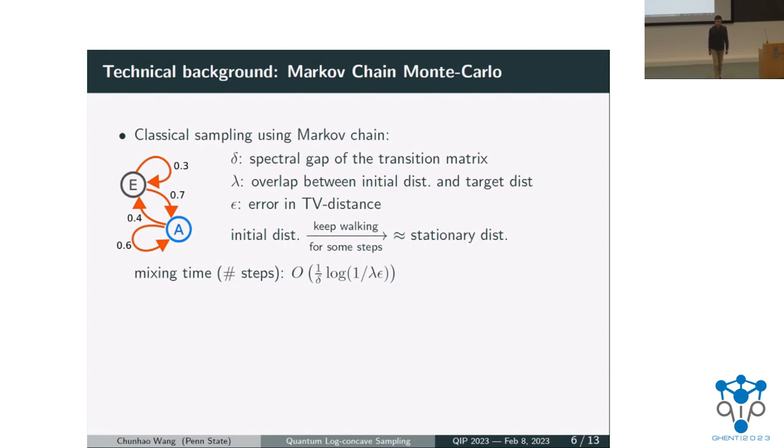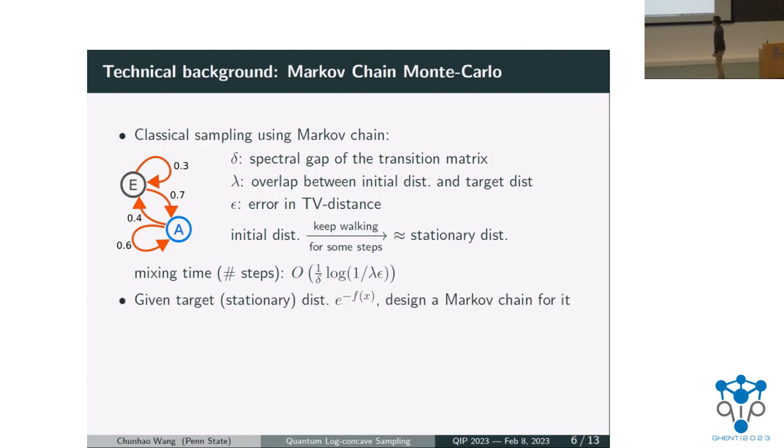It turns out that the classical mixing time is upper bounded by 1 over the spectral gap times a log factor. So the dependence on overlap and epsilon is in the log factor, and they don't matter that much. The dominating cost is this 1 over spectral gap. So in order to sample from some distribution, you start with an initial distribution, and then you design the Markov chain so that the stationary distribution is something you want.